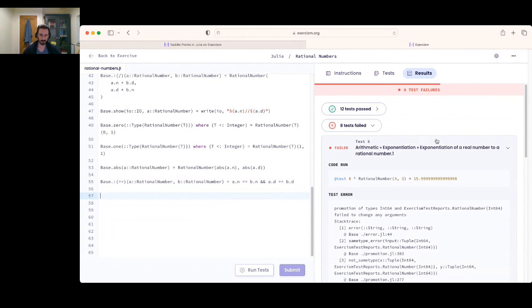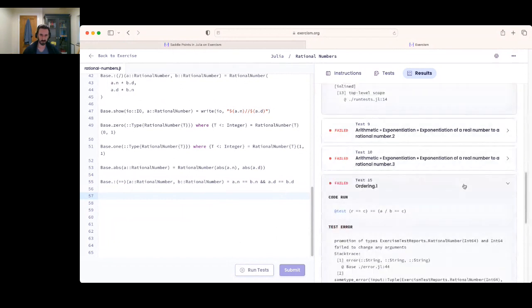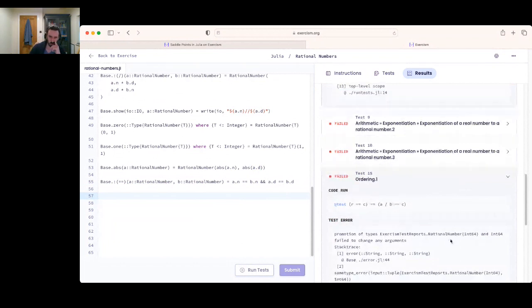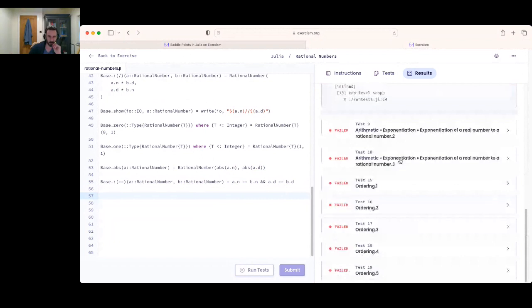Looks like, oh, okay. It's not whether the two are the same. It's comparing it to a float. Okay, I'm not going to bother with that one then. Can I just get this exponentiation one?